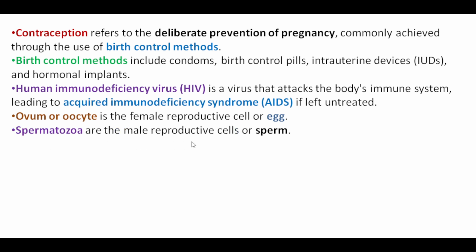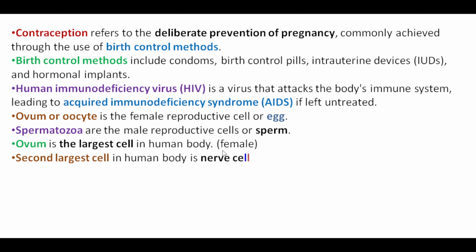Spermatozoa are the male reproductive cells or sperm. Ovum is the largest cell in the human body, especially in females, because ovum is only produced in the female. The second largest cell in the human body is the nerve cell, or neuron.